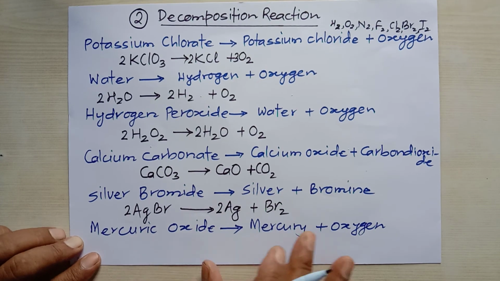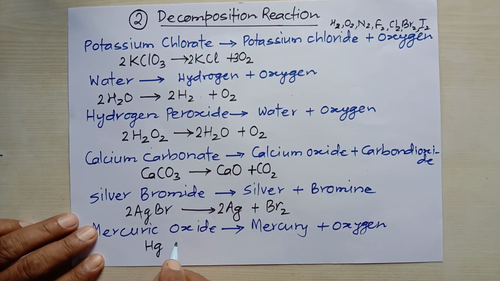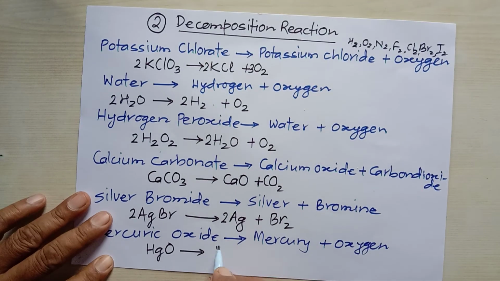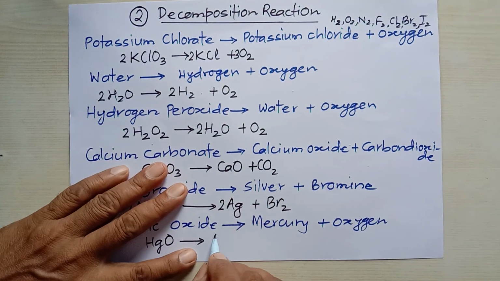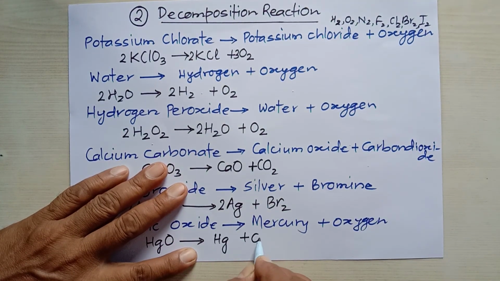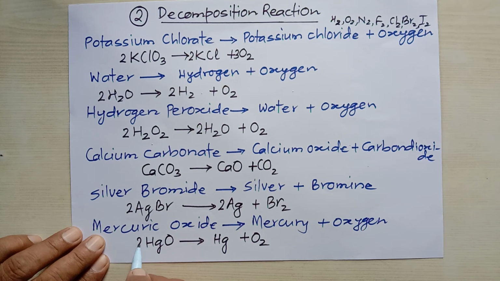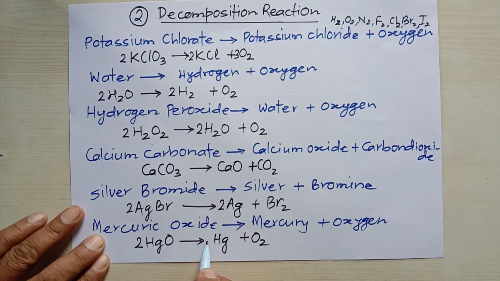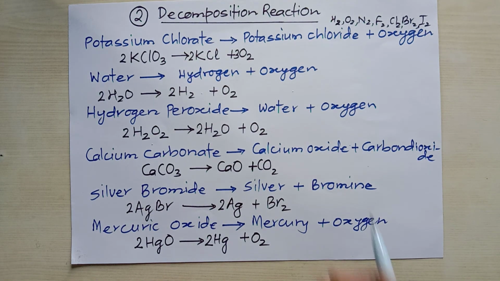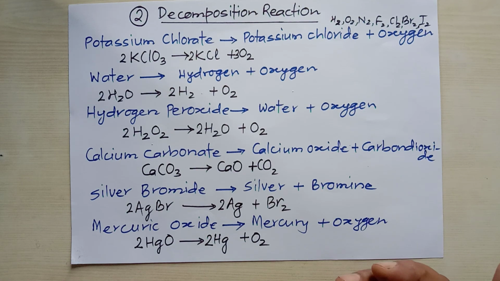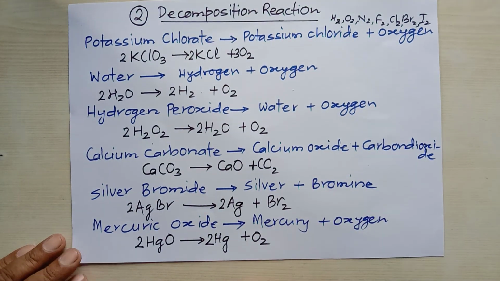Here it is 2. Mercuric means Hg is combined with oxygen. At this time valency is 2. Mercury valency 2, oxygen valency 2, equal valency, no exchange. When it decomposes, then we will write mercury Hg plus oxygen O2. This is monoatomic, this is diatomic. That's why oxygen 2, oxygen 1, if we take 2 here, oxygen balanced. Mercury 1, mercury 2, if we take 2 here, mercury also balanced. These are a few examples of decomposition reaction. It is a reaction in which a compound splits up into two or more elements or other compounds. Now, next class, I'll continue with displacement reaction.